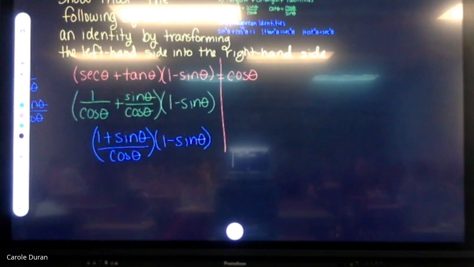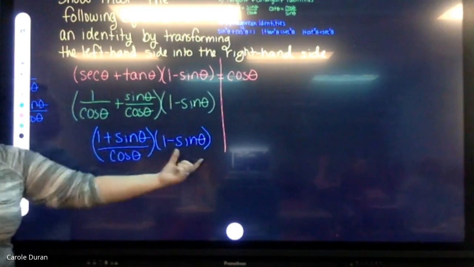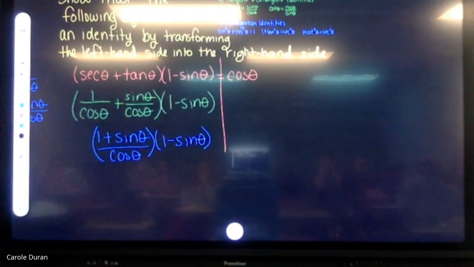As I'm looking at this, there's really none of the identities that I can use because I already used the reciprocals. I already used the tangents, and nothing would really help me simplify this anymore. So now I'm looking at these two parentheses, and I have to ask myself, what's the next logical step here? Anybody have an idea?